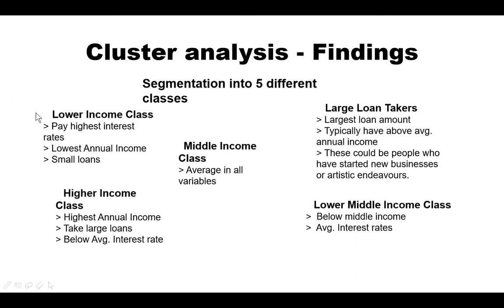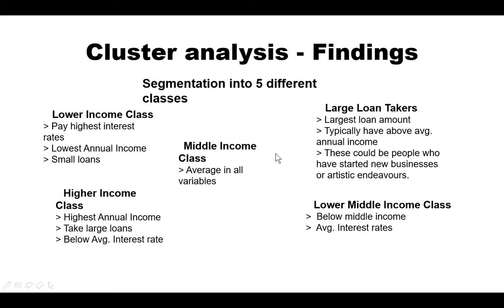The first one was the lower income class. These used to pay the highest interest rate and had the lowest annual income. Then there was the higher income class. These took large loans and also had large annual income.